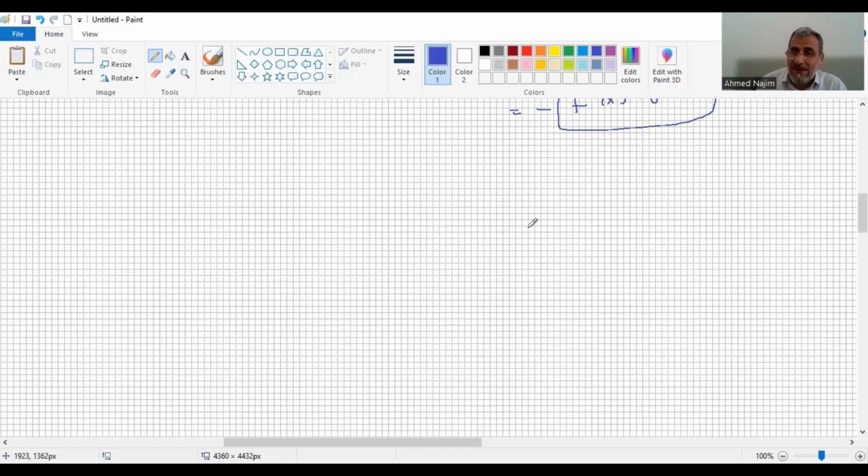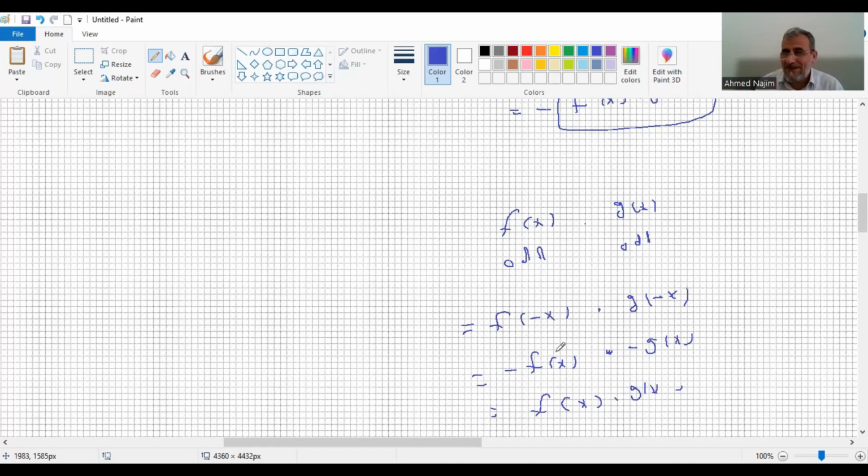But if f of x is odd and g of x is also odd, what will it be? It'll be even. Why? Because this one will be f of minus x, and this one equals minus f of x, because it's odd, and g of minus x equals minus g of x, because it's odd, and negative times negative is positive, so it will be f of x times g of x. Equal to f and g again. So that will be even. So if f is odd and g is odd, it will be even.